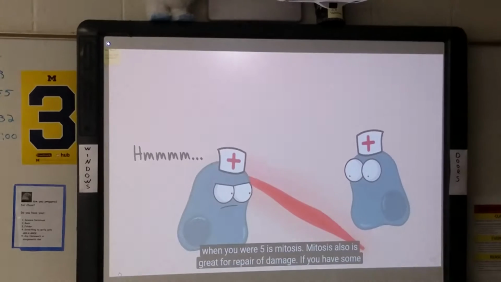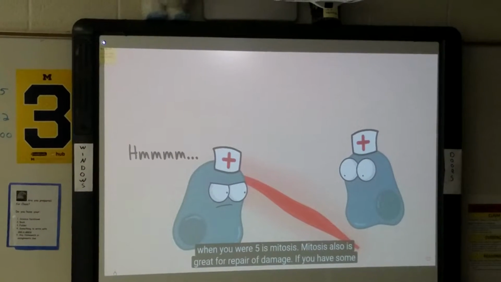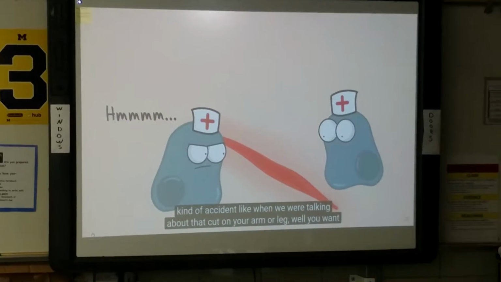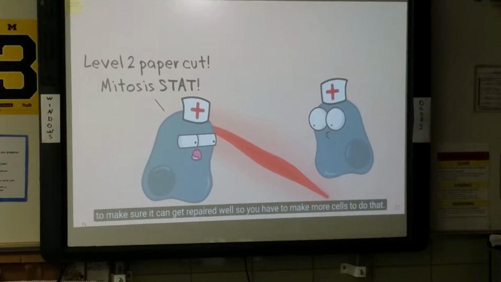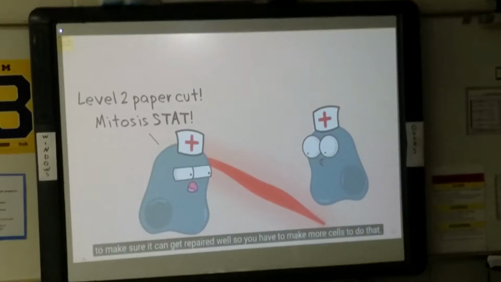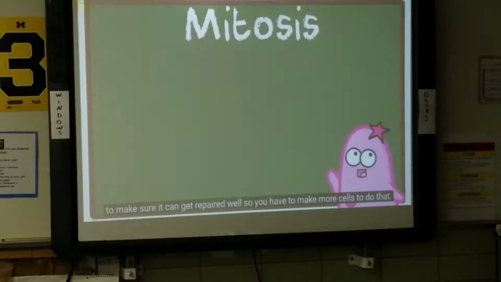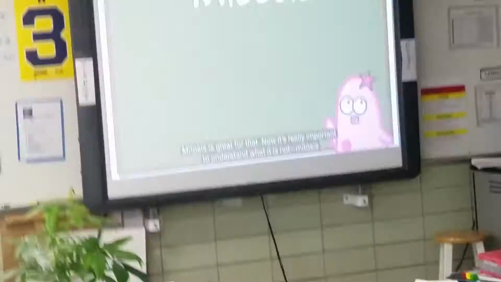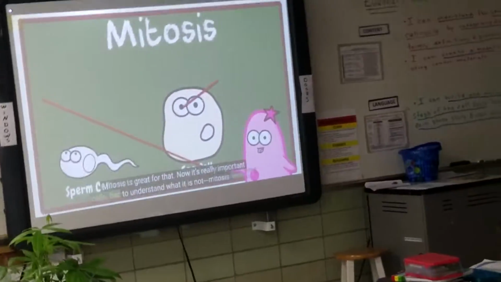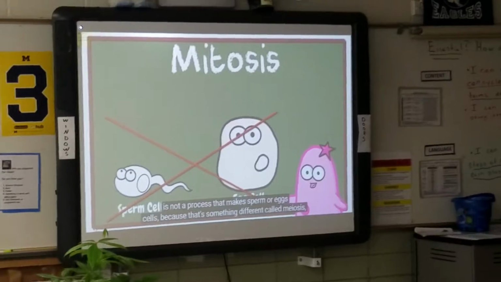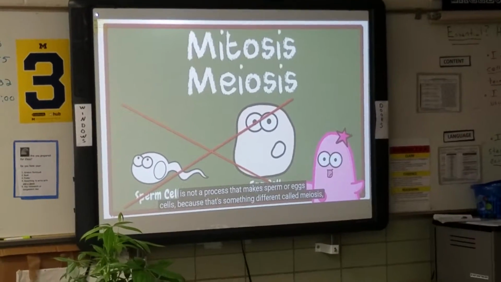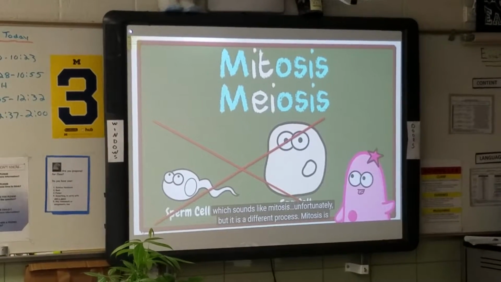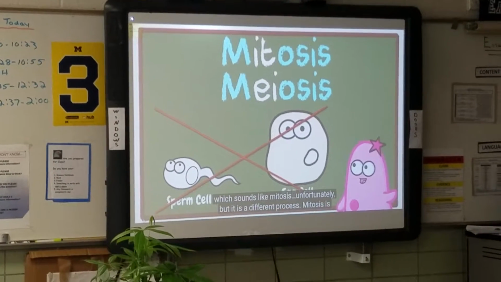Mitosis also is great for repair of damage. If you have some kind of accident, like when we were talking about that cut on your arm or leg, well, you want to make sure it gets repaired well. So you have to make more cells to do that. Mitosis is great for that. Now, it's really important to break mitosis, unfortunately, but it's a different process.